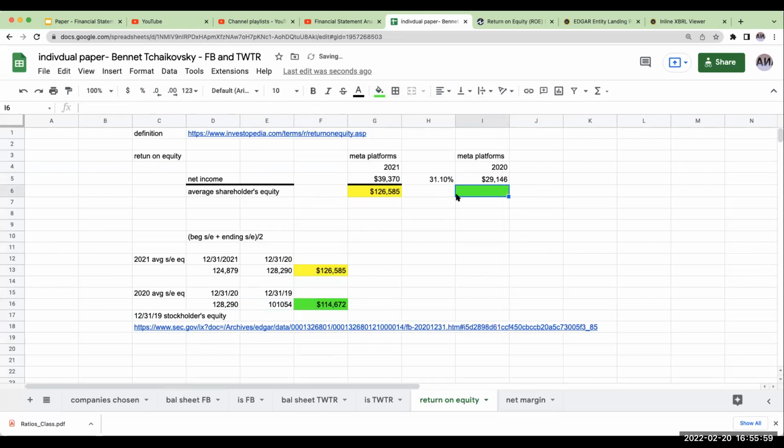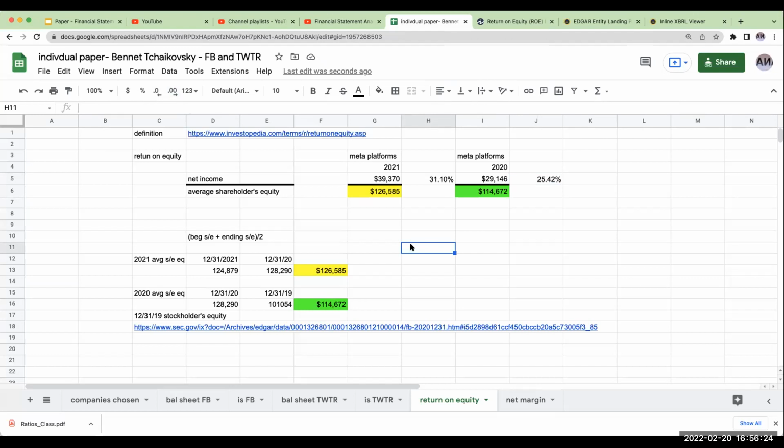So for Meta Platforms, my return on equity is going to be about 25%. So this seems to be improving year over year for Meta Platforms, in terms of my return on shareholders' equity.